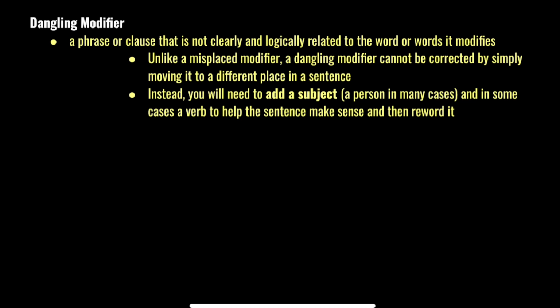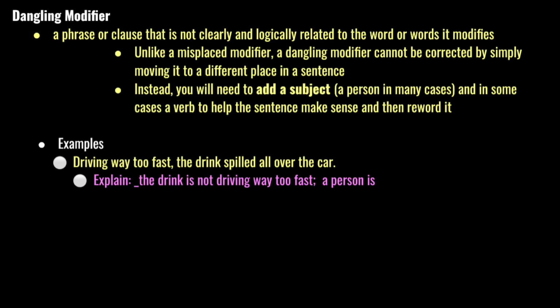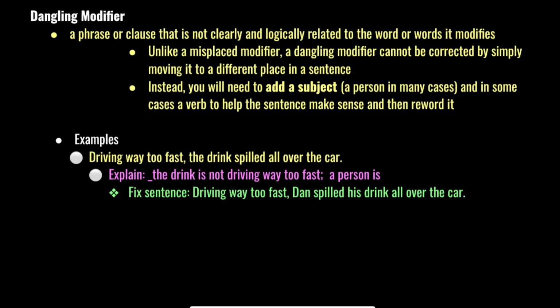Let's take a look at an example. Driving way too fast, the drink spilled all over the car. Again, consider what that sentence is stating the way it's written. I doubt that's what the writer intended. The drink is not driving way too fast, a person is. So we need to rewrite this sentence so that a person is matched up with driving way too fast.